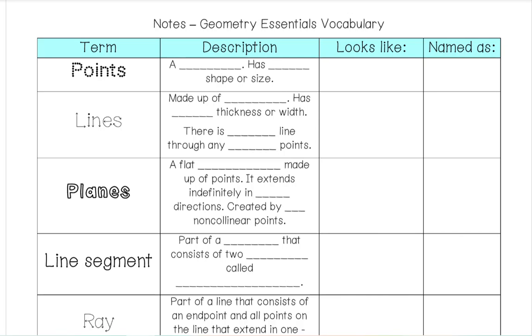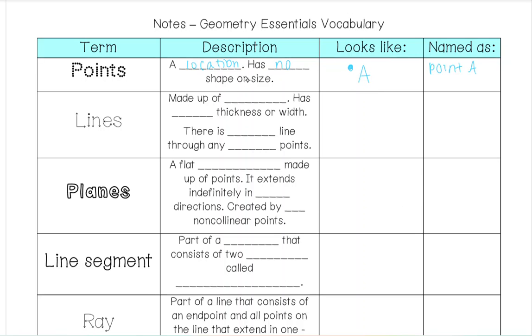Video, we're going to be reviewing the Geometry Essentials vocab. So our first term that we're going to be looking at is the term for points. A point is just a location, and it has no shape or size. So what it looks like is just a dot with a letter name. So we call that point A, and you want to make sure that you name your points with capital letters.